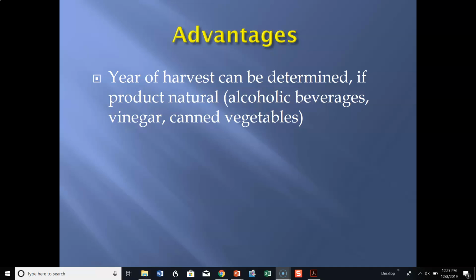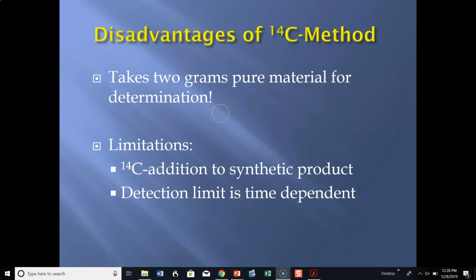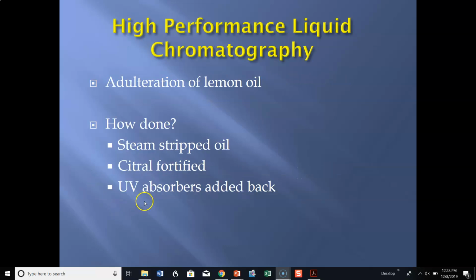And so we can actually pick out a year of the harvest. So carbon-13 ratios can tell you where something is harvested. Carbon-14 ratios can tell you when it was harvested, or if it's harvested at all. So some pretty neat things. The problem is carbon-14 has historically taken a lot of material. And in fact, some people try to adulterate by adding a little carbon-14 to synthetic products. So there's always a way to test something. There's almost always a way to get around it.